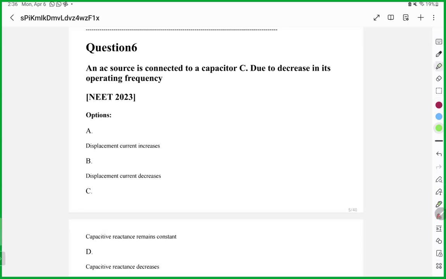Next question. An AC source is connected to a capacitor C. Due to a decrease in its operating frequency, what will be the impact on the displacement current?